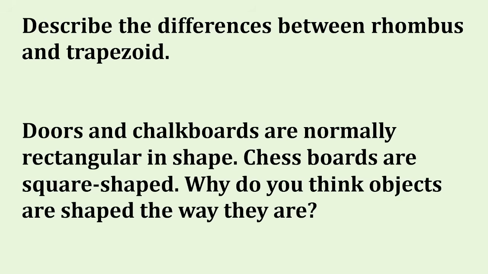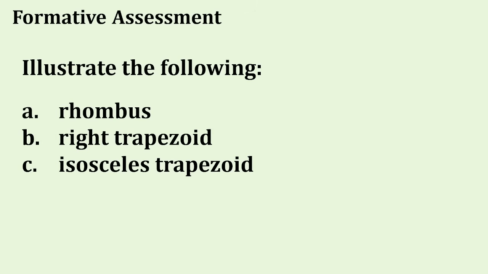Doors and chalkboards are normally rectangular in shape. Chessboards are square shaped. Why do you think objects are shaped the way they are? Formative assessment. Illustrate the following. Letter A, rhombus. B, right trapezoid. C, isosceles trapezoid.